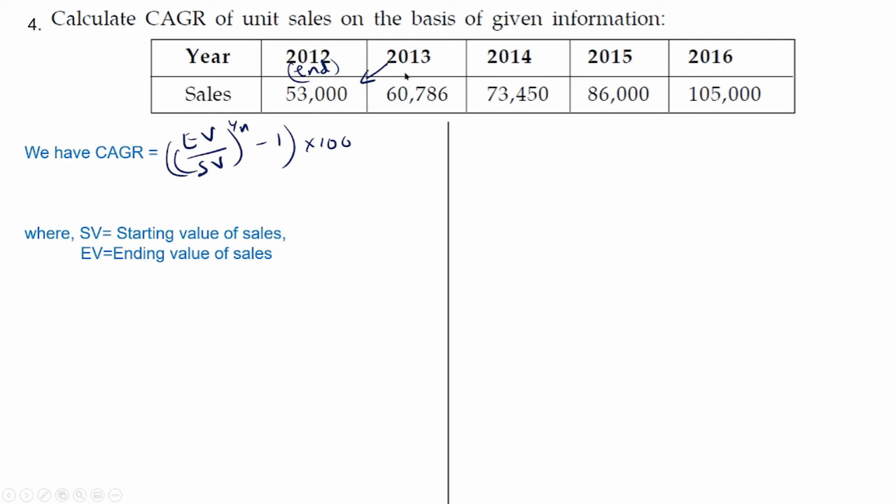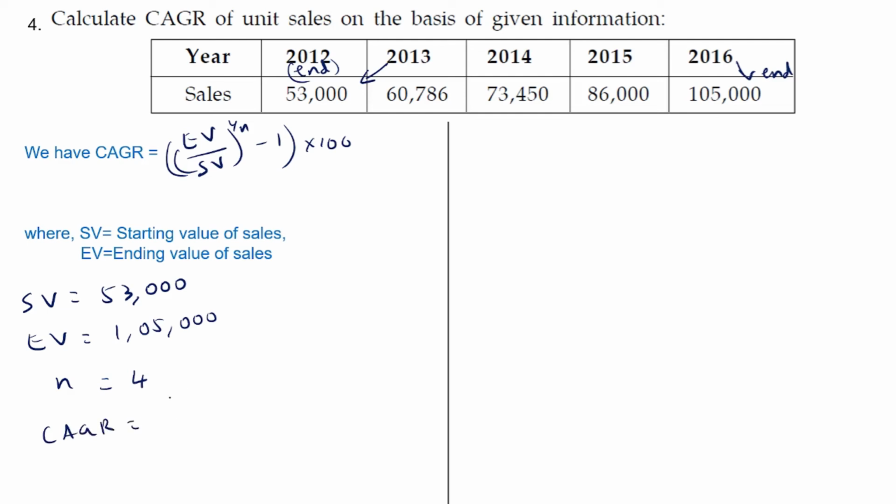So at the beginning of the year 2013, the starting value of sales is 53,000. And at the end of 2016, the sales data is 1,05,000. So here the number of years is 4: 1, 2, 3, 4. Starting value is 53,000. Ending value is 1,05,000. And n is 4. When we substitute all these, we will be able to find the compound annual growth rate.